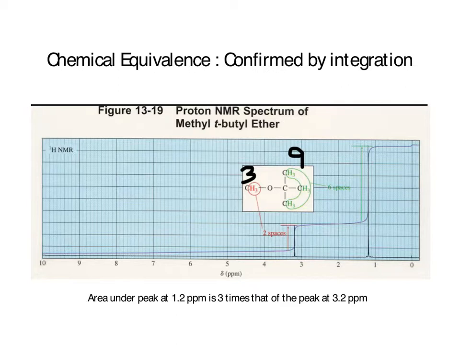Now what integration does is exactly as we might know from math. Integration allows you to calculate the area under a peak. And so if we do the integration of the peak at 3 and at 1, what you'll see is this is the height. The height is going to be representative of the area. And the relationship or the ratio of these two is a 9:3 ratio. And so we can determine that the peak at 1 has 9 protons, the peak at 3 has 3 protons. All right?